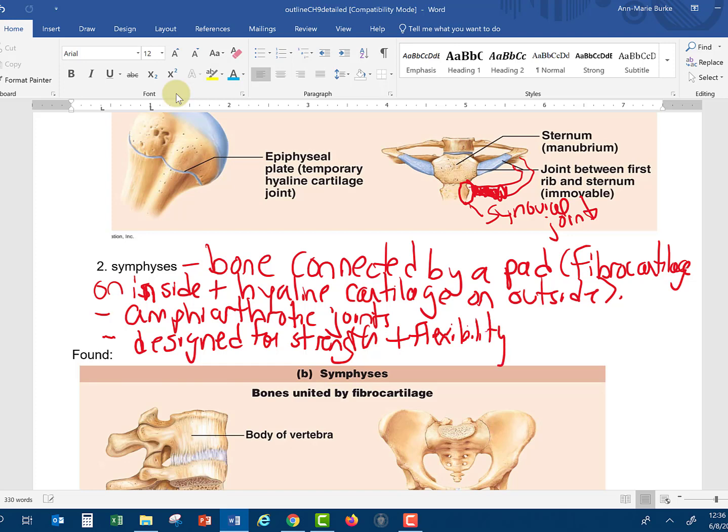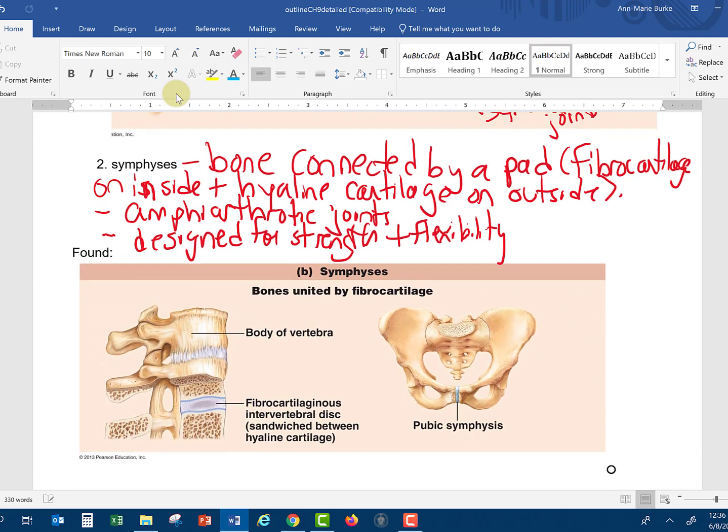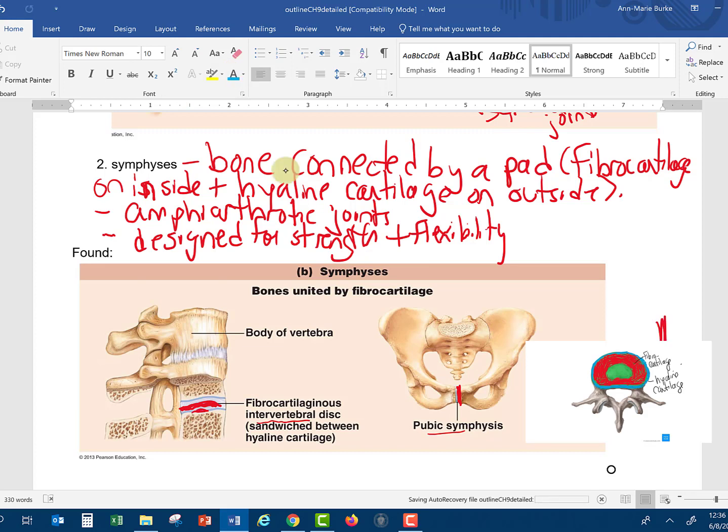So let's see if I can show you what these joints look like. There are two examples here: the intervertebral discs and the pubic symphysis. In the middle of the disc is fibrocartilage, so we're going to show fibrocartilage as red here. On the outside of the disc, blue. Imagine that there's red on the inside, blue on the outside. Blue is for hyaline cartilage. And that's what these wedges are like.